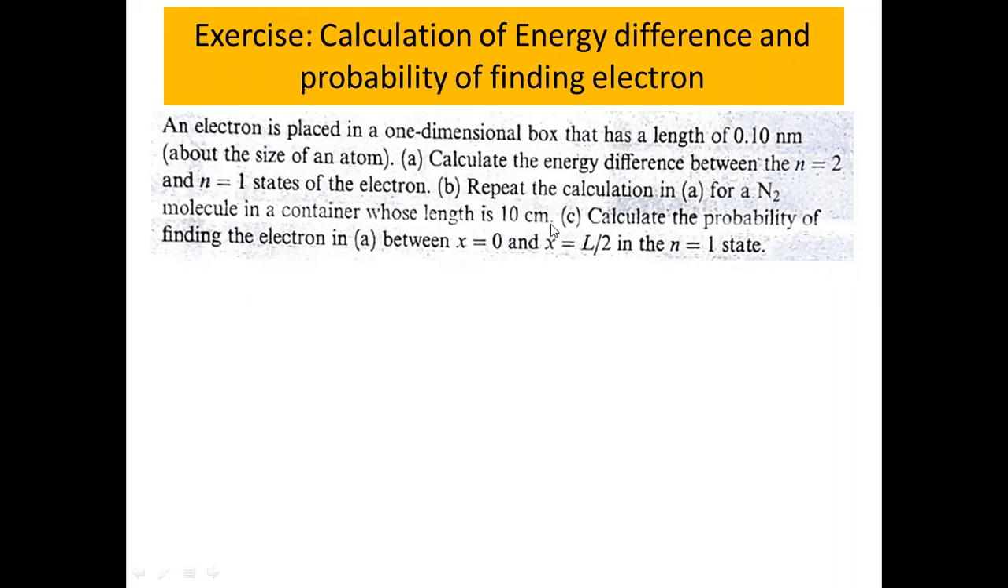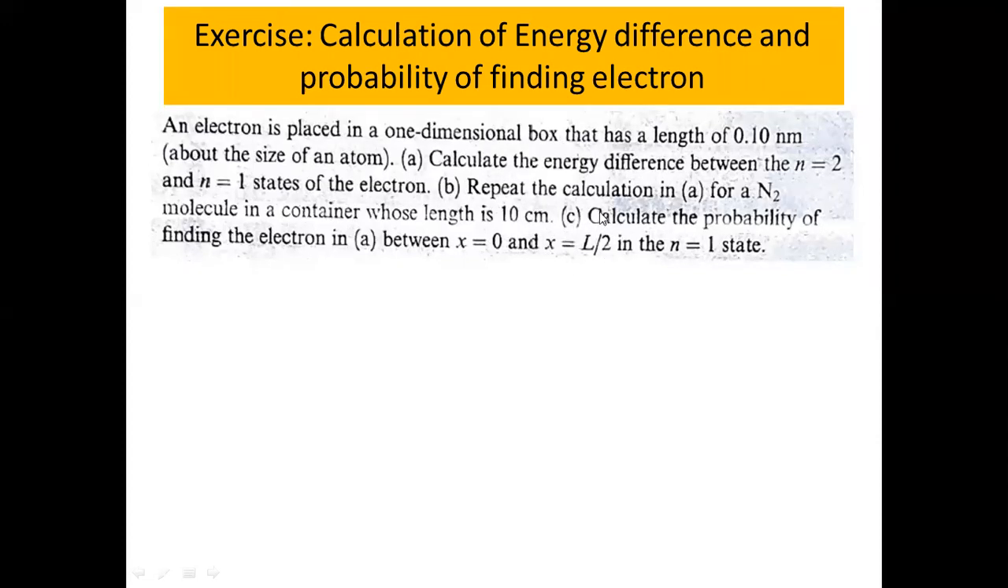The second part of this question is that we are going to repeat the same calculation for the nitrogen molecule in a container whose length is 10 centimeter. So look, this is the length of 0.1 nanometer and this is the 10 centimeter, and this is the length in which the electron is placed, and with this length the nitrogen molecules are placed. Later on we will compare what we are doing here with quantum mechanics and classical mechanics. This would be our final conclusion after calculating the energy difference for an electron in 0.1 nanometer length, and for the nitrogen molecule contained in the 10 centimeter length.